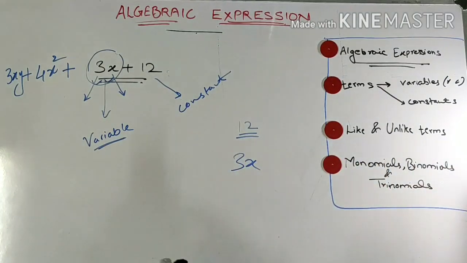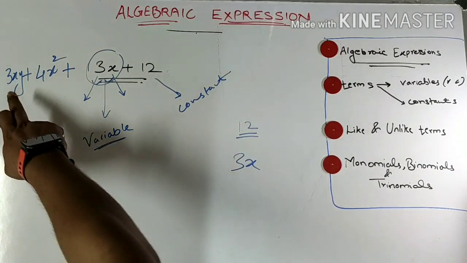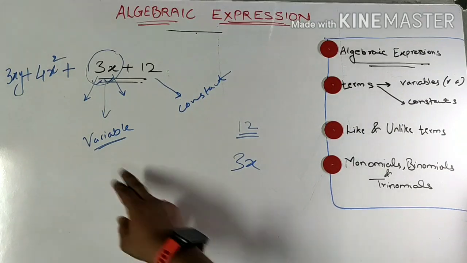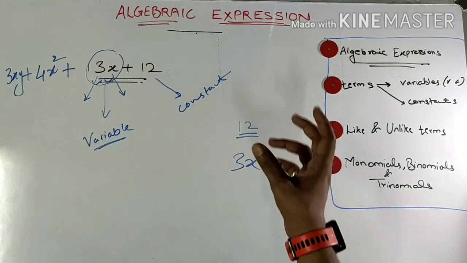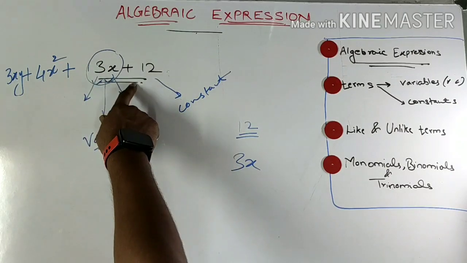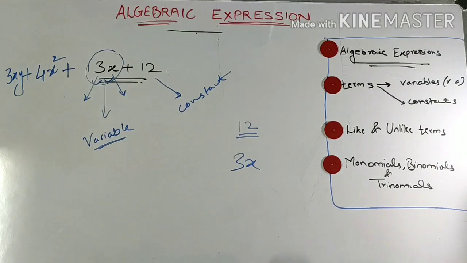If the terms are like terms, they get added or subtracted and become one term. But here, all these are unlike terms. Since we have studied what are like and unlike terms, you can see that all these are unlike terms, so I cannot add them. So plus, plus, plus separates the four terms of this algebraic expression.